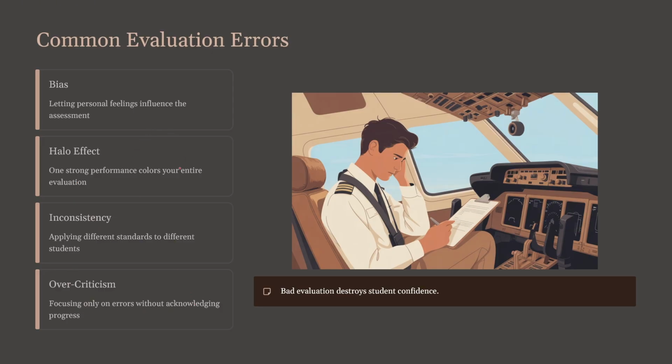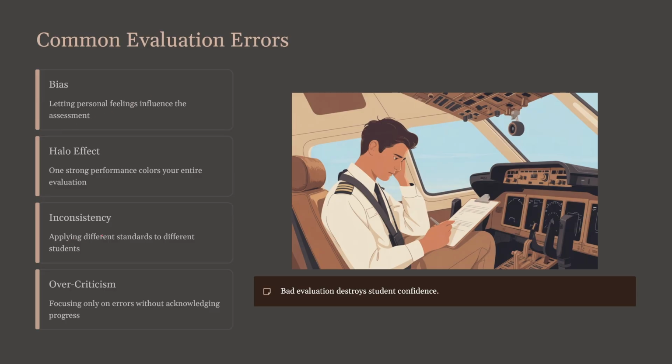This slide highlights common evaluation errors such as bias, halo effect, inconsistency, and overcriticism. These are important because poor evaluation can damage both learning and confidence. Bias happens when personal feelings influence judgment. And halo effect happens when one strong performance makes the instructor judge everything too positively, or one weak performance colors the whole lesson too negatively.